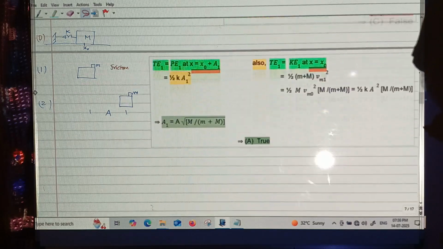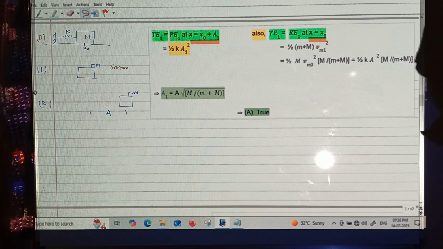It's a somewhat lengthy question, but the concepts are simple. It's basically conservation of energy and conservation of momentum.